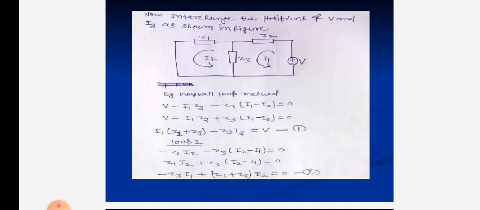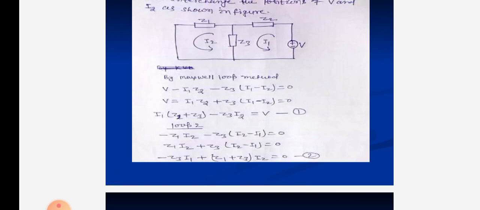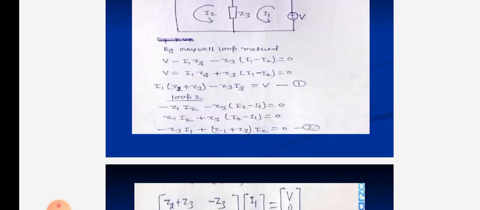Now write the KVL equations in loop first: V minus I1 Z1 minus Z3 times the current passing through Z3, I1 minus I2, equal to 0. This is also arranged in I1 and I2 form. And in loop 2 also write: minus Z1 I2 minus Z3 times I2 minus I1 equal to 0. Arrange this in I1 and I2 in the proper way and get equation 2: minus Z3 I1 plus (Z1 plus Z3) I2 equal to 0.